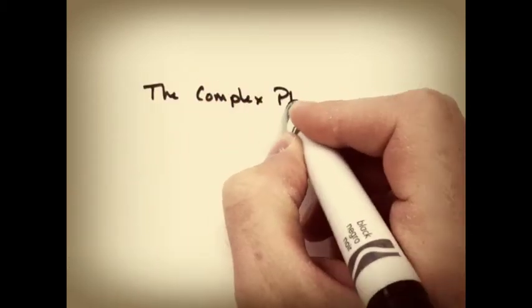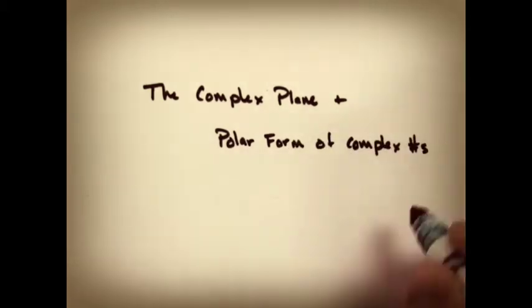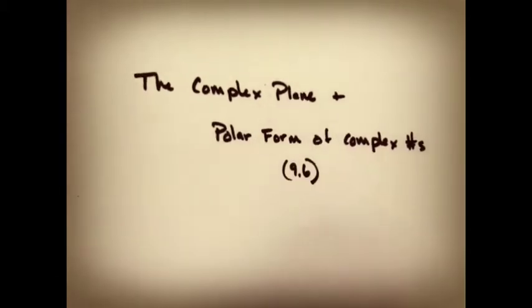And we're going to find ourselves in the complex plane, and we're going to look at polar form of complex numbers. This is section 9.6. Buckle up, here we go.